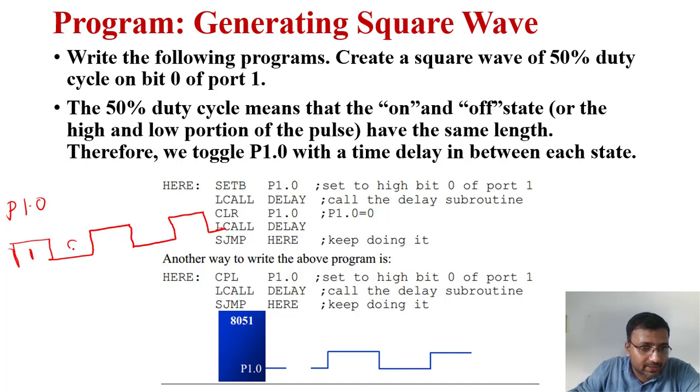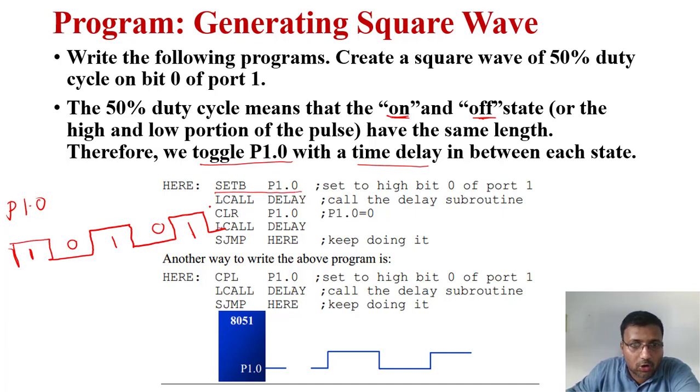So this is 1 data, this is 0 data, this is 1 data, this is 0 data, and so on. Like this we can have the 50% duty cycle, meaning the on time and off time are equal, both having the same length. We can toggle P1.0 with the same time delay between each of the states. So here we can do it like this: SETB P1.0, call delay, CLR P1.0, call delay.